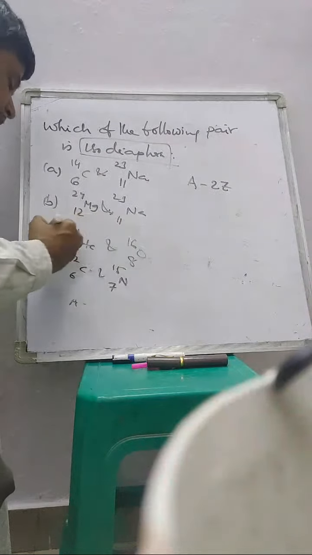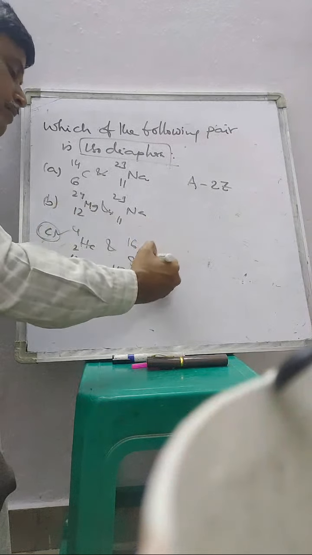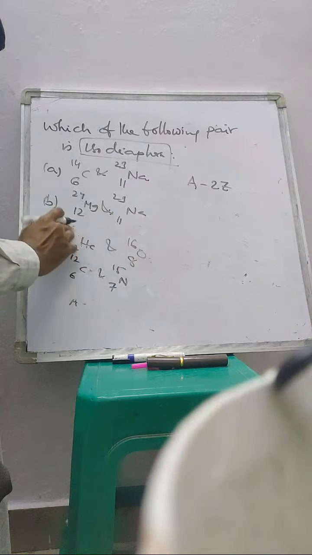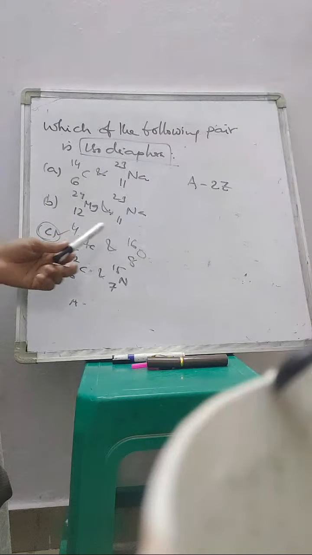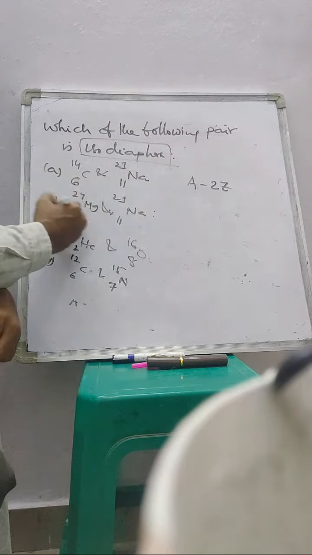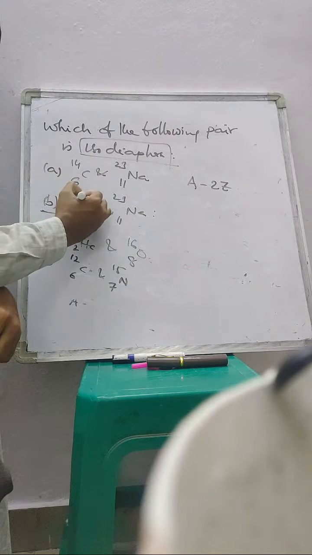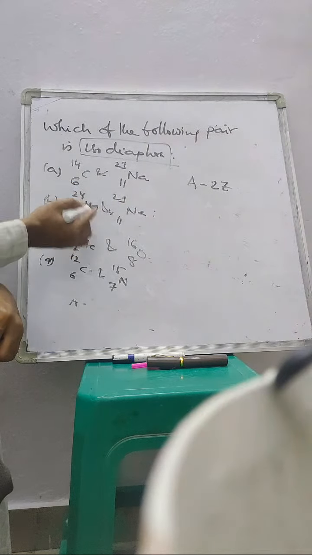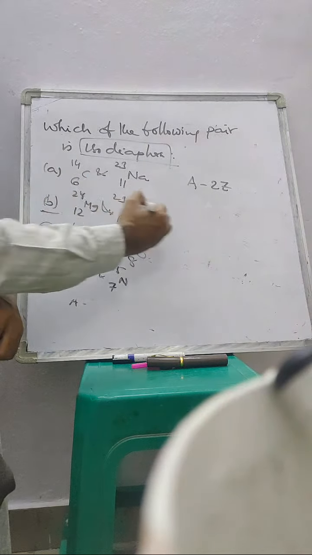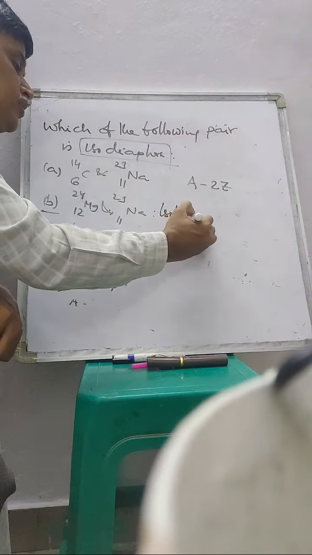Here, isodiaphers is the option C, because just now we have seen 2He4 and 8O16 both correspond to isodiaphers. If you observe option B, you see magnesium 24 with atomic number 12 and sodium 23 with atomic number 11. Magnesium 24 and sodium 23 correspond to isotones.